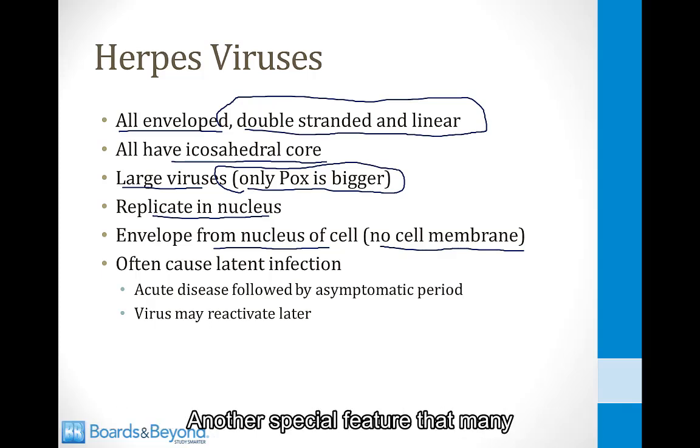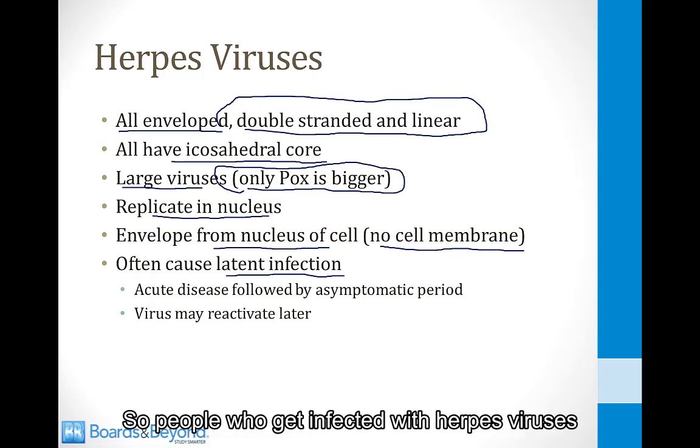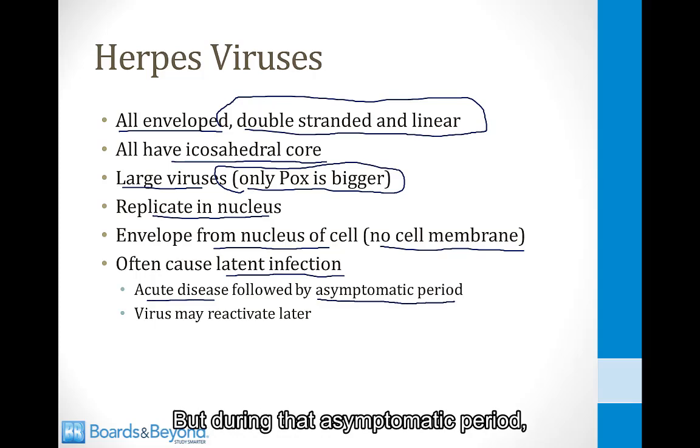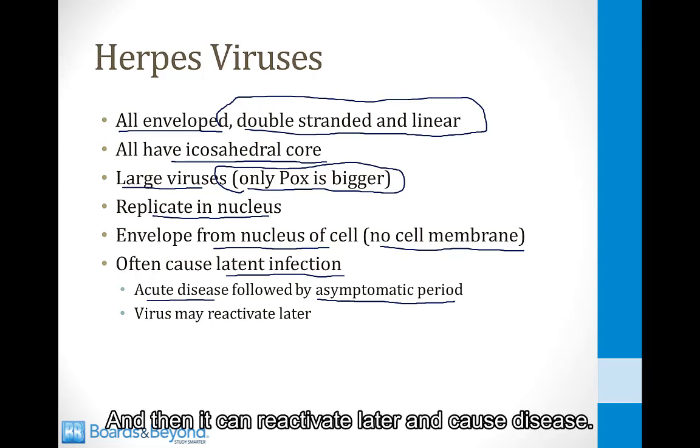Another special feature that many of the herpes viruses share is that they often cause a latent infection. So people who get infected with herpes viruses will often have an acute illness followed by an asymptomatic period, but during that asymptomatic period, the virus is hiding in their body, usually in a nerve ending, and then it can reactivate later and cause disease.